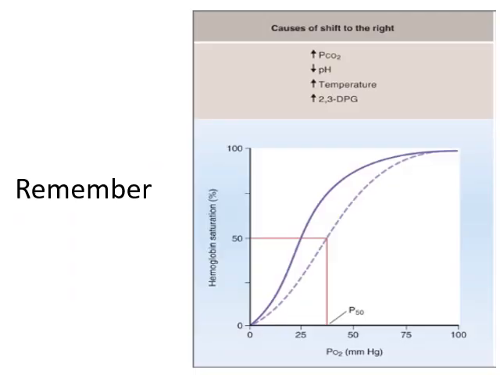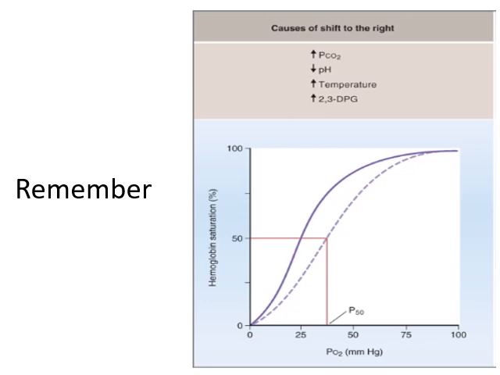Remember that the causes of shift to the right in the oxygen-hemoglobin dissociation curve include increase in the partial pressure of carbon dioxide, drop in the pH, increase in the temperature, increase in the concentration of 2,3-diphosphoglycerate. All these factors are available during muscle exercise. The presence of these factors facilitates the unloading of the oxygen from the hemoglobin to the tissue to meet the tissue needs.